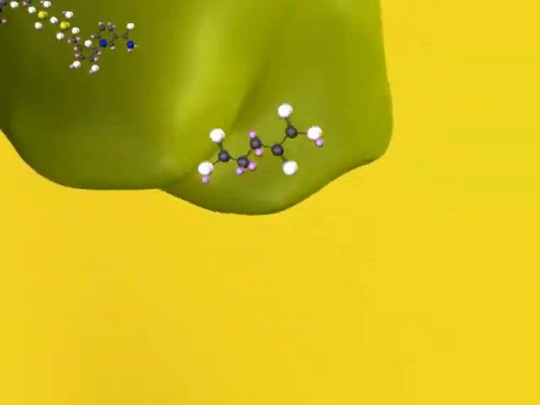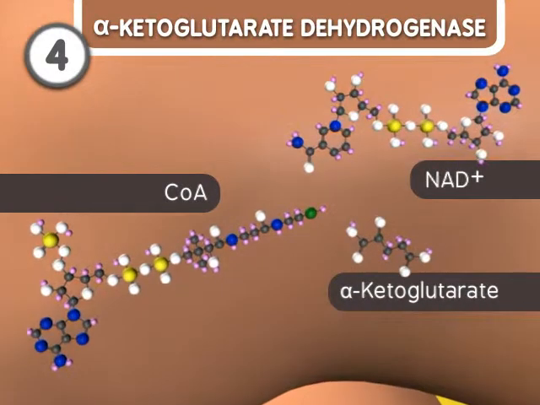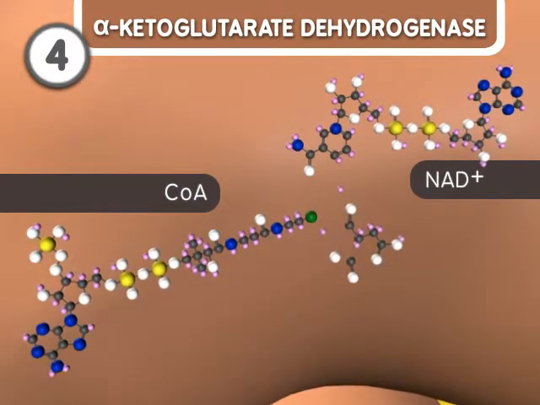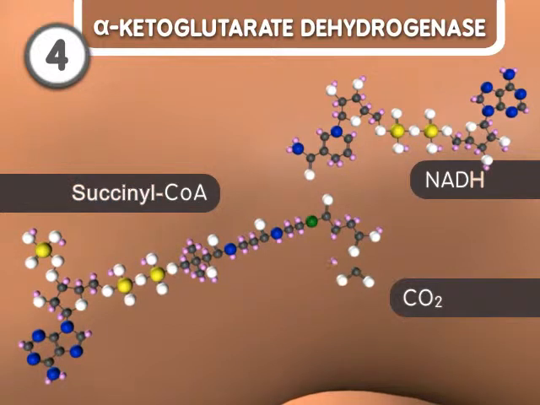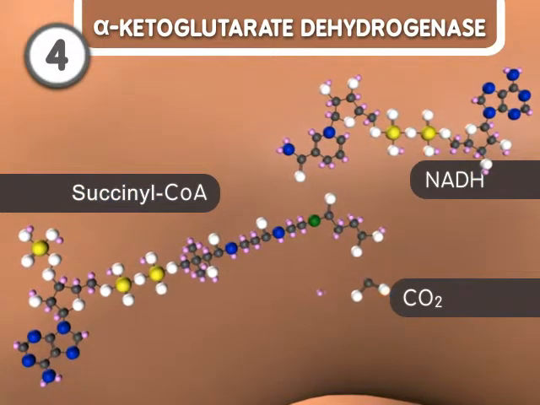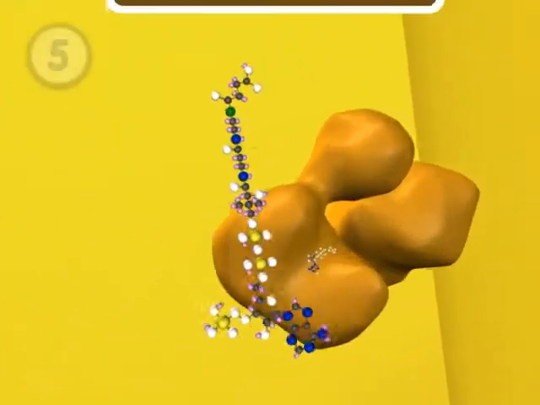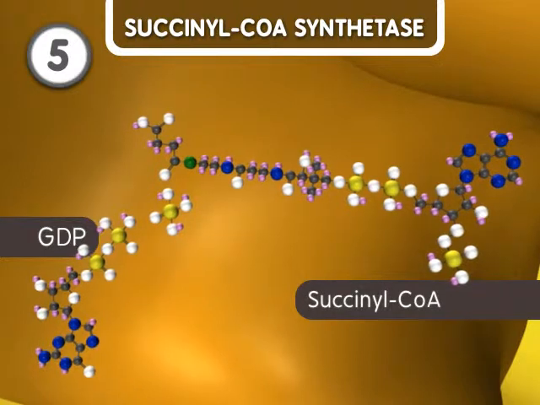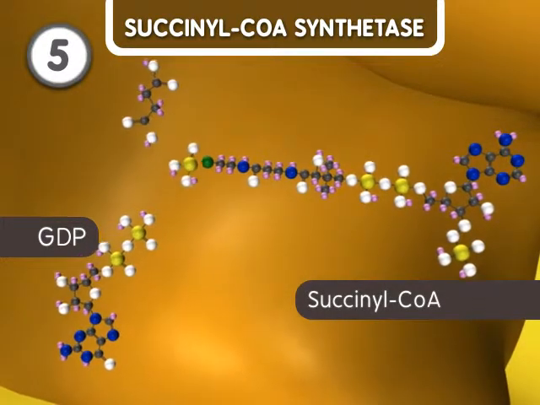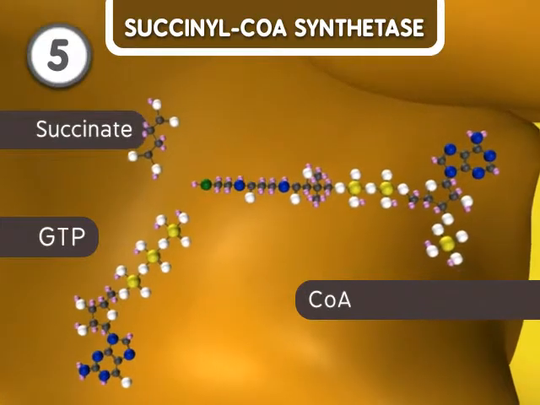In the fourth step, an enzyme called alpha-ketoglutarate dehydrogenase converts alpha-ketoglutarate into a 4-carbon succinyl-CoA. Similar to step 3, this reaction produces 1 carbon dioxide and 1 NADH. In step 5, a succinyl-CoA synthetase enzyme converts succinyl-CoA into succinate. This produces GTP, which is converted to ATP.